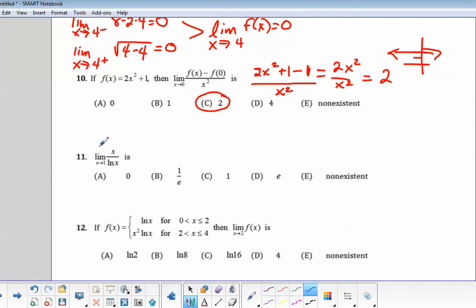Okay, the next one, the limit as x approaches 1, and that would be 1 over ln 1. So ln 1 means e to what exponent would give you 1? And it's 0. E to the 0 gives you 1. So this is 1 over 0. Now notice my numerator is not 0. It's not 0 over 0, so this is not the indeterminate form. 1 over 0 is undefined, and so this limit does not exist. Does not exist, which is e.